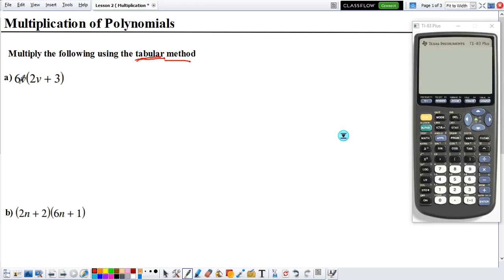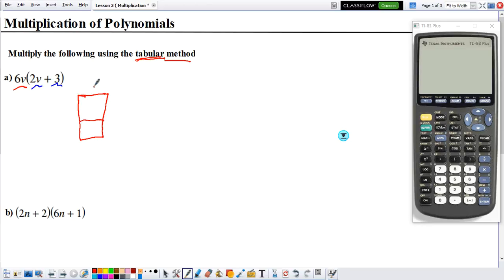Now here, we got to see how many terms we have in each expression. We see that the first expression has one term, and we see that the second expression has two terms. So that means that we're going to be creating a box. We need to create it with dimensions 1 times 2. So what does that mean? We need to create a box that has one column and two rows, because we have one expression that has one term and we have another expression that has two terms.